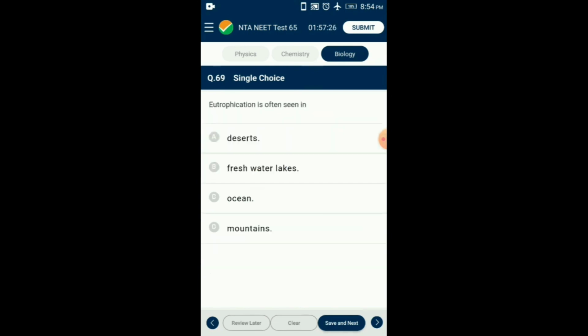Question number 69. Eutrophication is often seen in freshwater lakes. The main causes of eutrophication in these water systems are sediments and thermal stratification with agricultural runoff from fertilizers and manure containing nitrates and phosphates, and discharge of partially treated or untreated sewage or phosphate containing detergents. So the answer is option B, freshwater lakes.